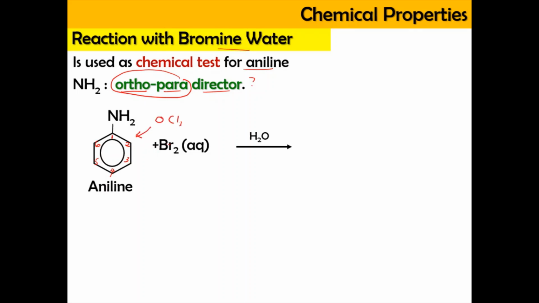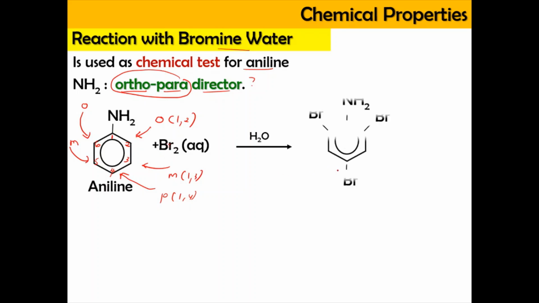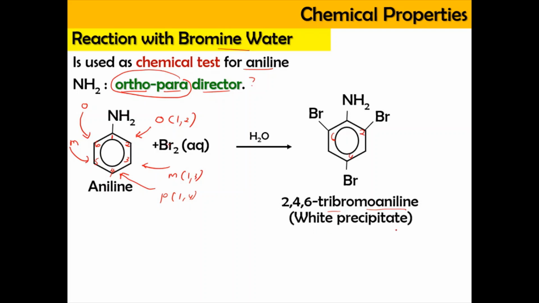So ortho adalah 1, 2 kan? Meta is 1, 3, and para is 1, 4. Okay, this one is on the left hand side. On the right hand side, we also have ortho, meta, and para. Okay, so what's going to happen here is that the bromine is going to attach at carbon number 2, carbon number 4, and carbon number 6 because it is an ortho-para director. Dia mendirect bromine atom to attach at carbon number 2, 4, and 6. So what's going to happen here is that it's going to form a 2,4,6 tribromoaniline, which shows a white precipitate.